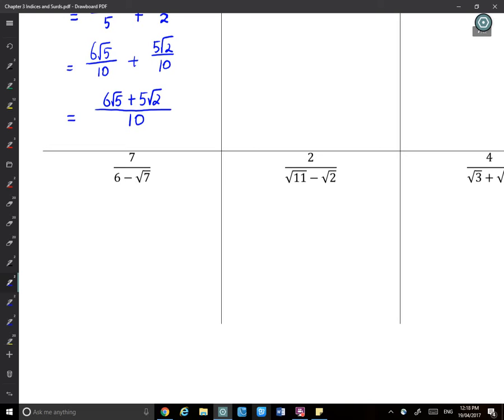Okay, the last line. This is the two terms denominator. It's not single term anymore. One fraction with denominator 6 minus root 7.